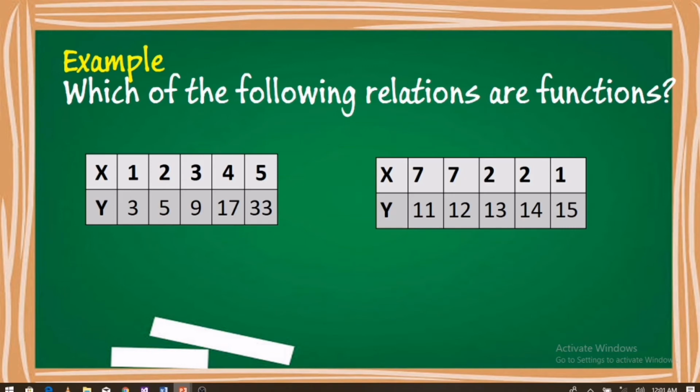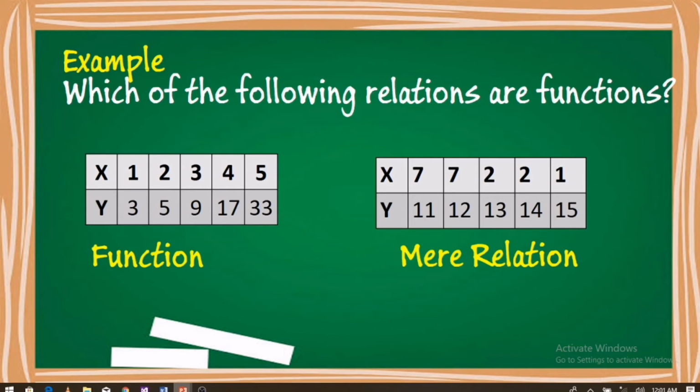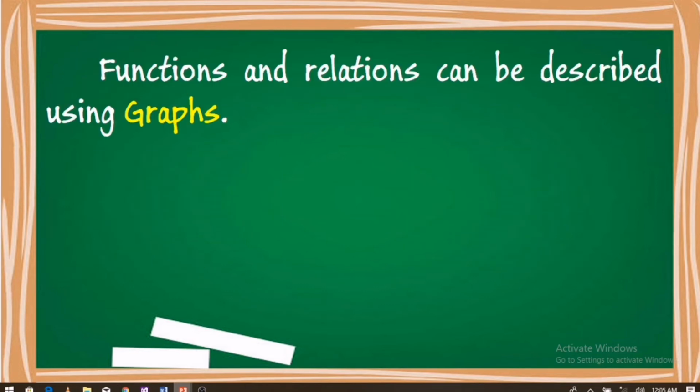Again, which of the following relations are functions? The first table of values represents a function because there is no repetition of x values. The second table of values is just a mere relation because there are repetition of x values. The fourth representation of functions is graphs.